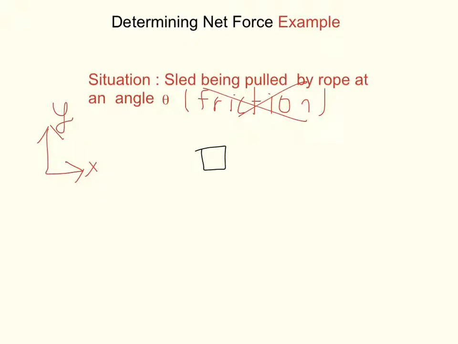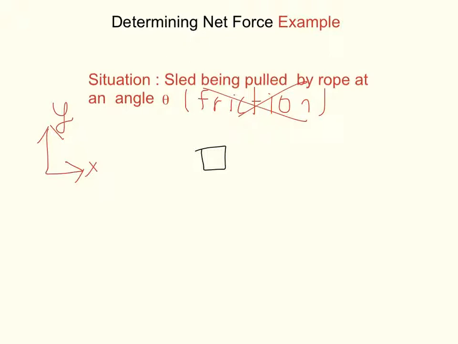So the first thing is I need to draw my free body diagram. In this case, I'm going to have to give my coordinate system. So up will be the positive y direction, and to the right will be the positive x direction. Now I know my system will be the sled. So let's draw all the forces that are acting on the sled.